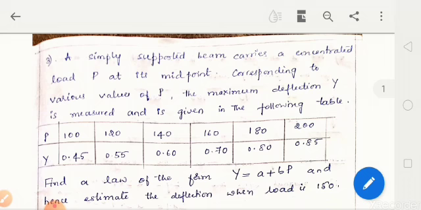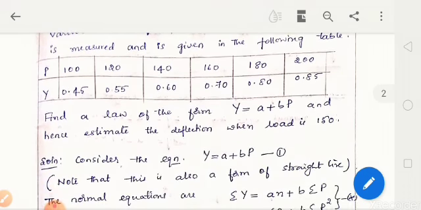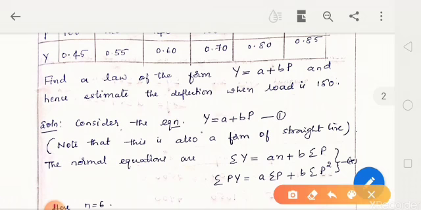Solution. We will start with the given curve y equal to a plus bp. We take y equal to a plus bp as equation 1. We note that y equal to a plus bx is also a straight line, but here instead of x we are given the variable p. So equation 1 is a straight line.